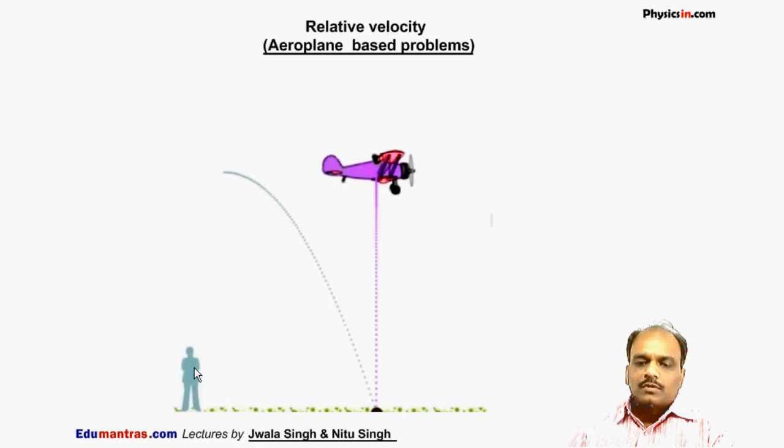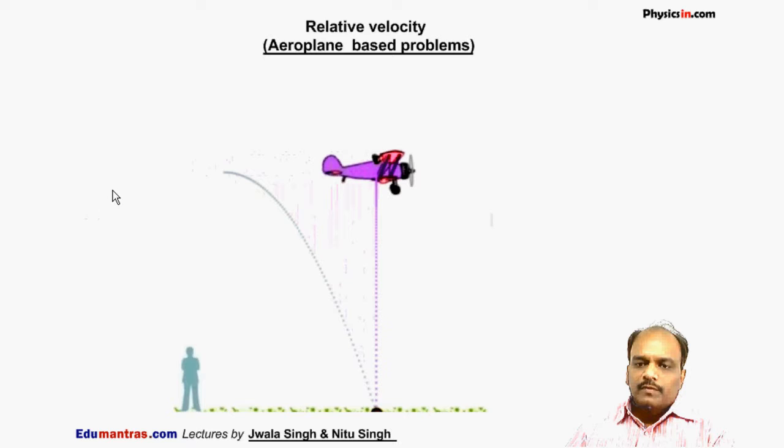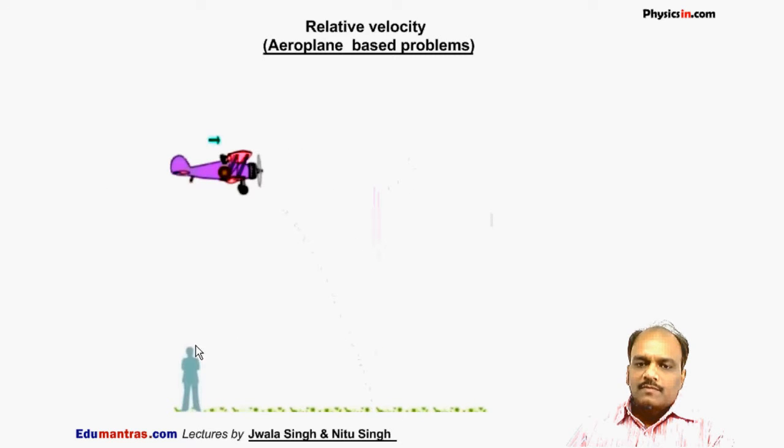This is an observer who is standing on the ground. This is the aeroplane which is moving horizontally. In the first case, it is moving with a constant speed. See the motion of the ball dropped from this aeroplane as seen by the observer who is standing on the ground and the observer who is sitting inside this aeroplane. When the aeroplane is moving with constant speed, the ball will move in a parabolic path as seen by this man.